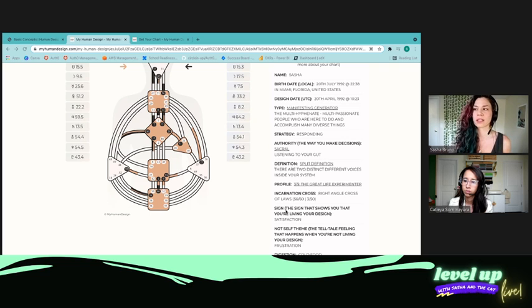And then also, the sign that shows you that you're living your design is when you feel satisfaction. But your not-self theme is frustration. So anytime you feel frustration as a manifesting generator, it's usually just a sign that that's not what you're supposed to be working on or doing. Or maybe you're not spending enough time responding and moving forward in life like you're supposed to.